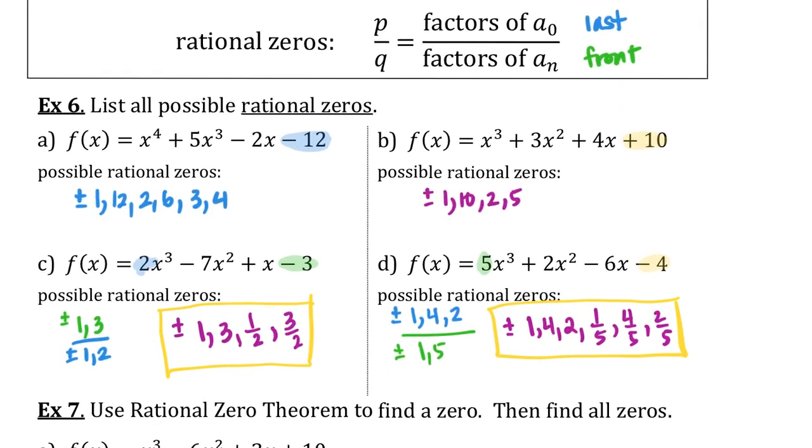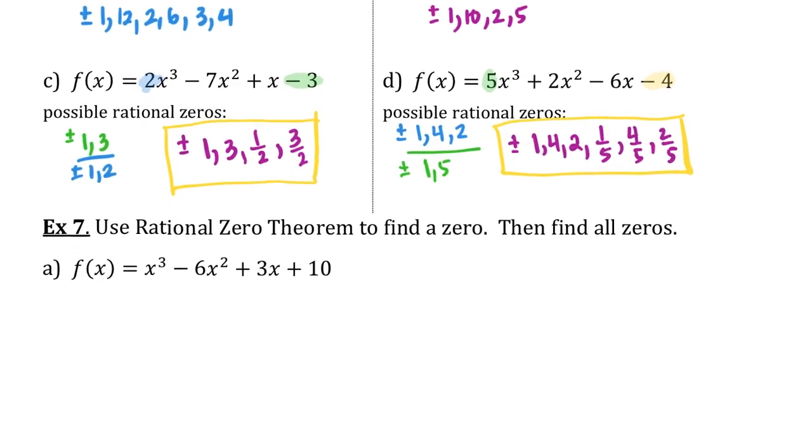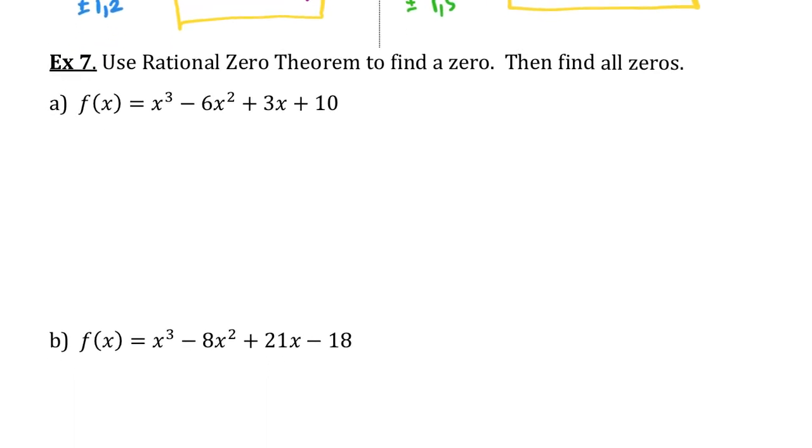Okay, now what good is this? This is useful so we can actually factor a polynomial all the way and find all the zeros when they don't give me one. Okay, so example 7, we're going to use the rational zero theorem to find a zero, and then we're going to find all the zeros. That means we're going to solve this.